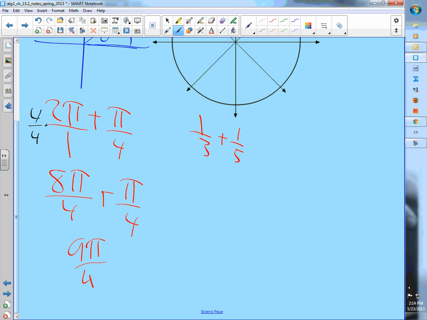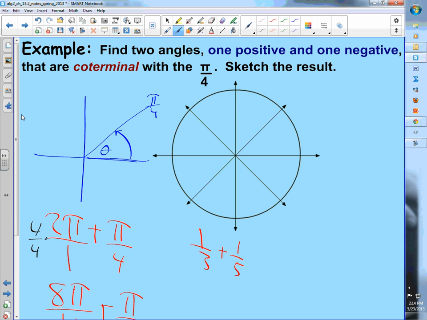Where'd you get the 2 pi from? The 2 pi is from the notes 3 slides ago. If you want to find a coterminal angle, so here's my angle, pi over 4. Go around the circle again. How far around the circle is it? What's the measure of one time around? But we're not in degrees. 1 revolution is 360 degrees. What else is it? 2 pi radians. 2 pi. That's why we're adding the 2 pi.